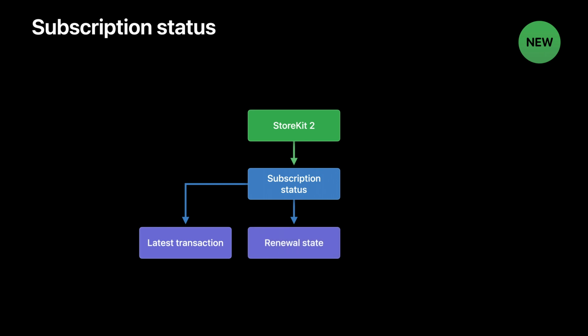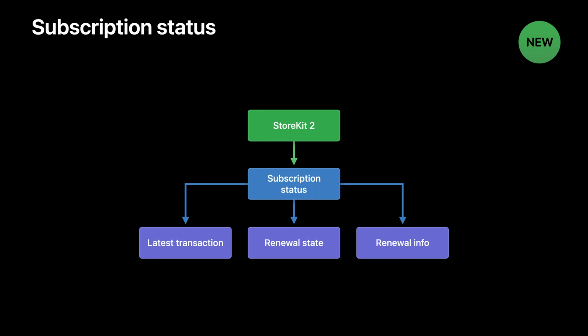The second is the renewal state. This is an enumeration that tells you the current state of the subscription. If you just want to know what's going on with the subscription right now, just look at this value. It'll tell you if it's currently subscribed, expired, in the grace period, and more. We've designed it to give you a single place to look in order to make it easy to base app logic off this value.